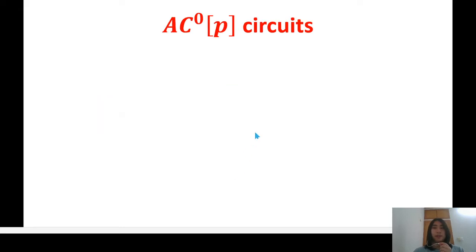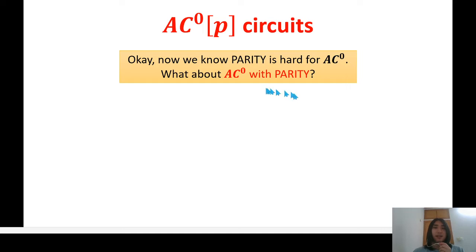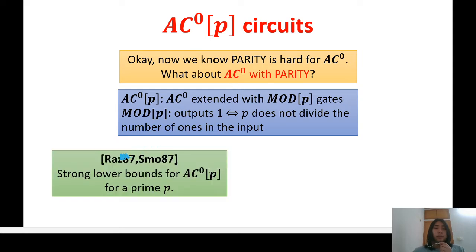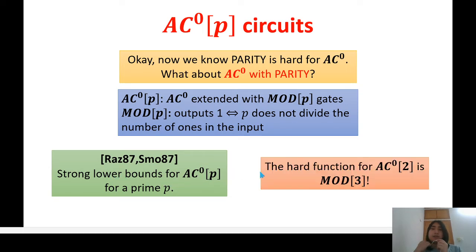Now we want to prove circuit bounds for stronger classes. What about adding parity to AC0? In general, we have the circuit class AC0[p], which is AC0 extended with mod p gates, and mod p is the function that outputs 1 if p does not divide the number of ones in the input. We can see that mod 2 is just parity, and AC0 with parity is just AC0[2]. Razborov and Smolensky proved strong lower bounds for AC0[p] when p is a prime. And in particular, the function mod 3 cannot be computed by polynomial size AC0[2] circuits.